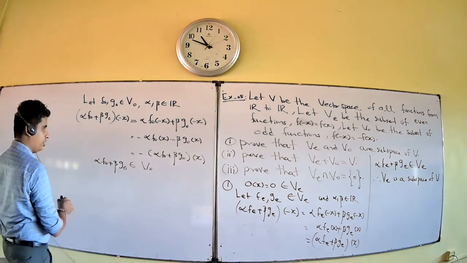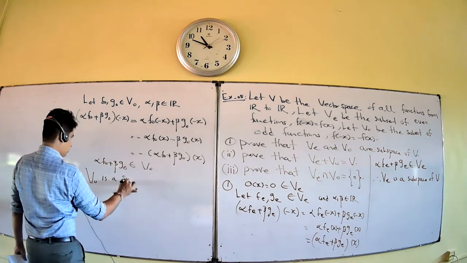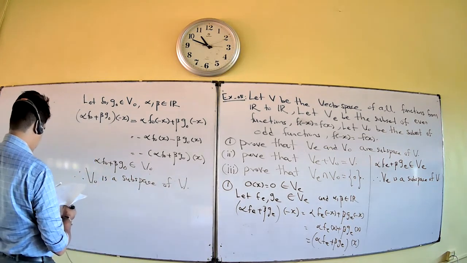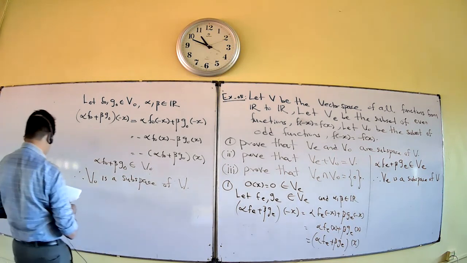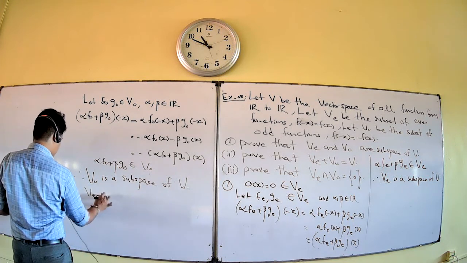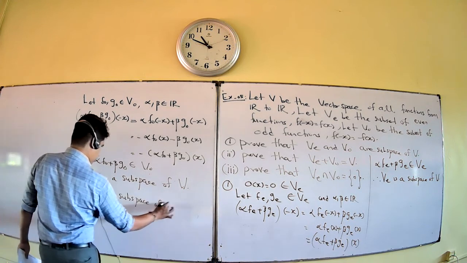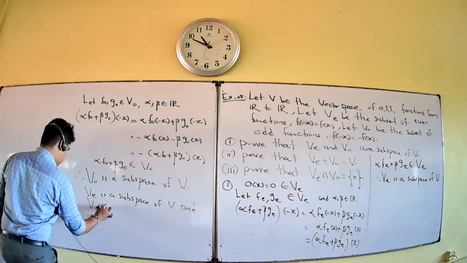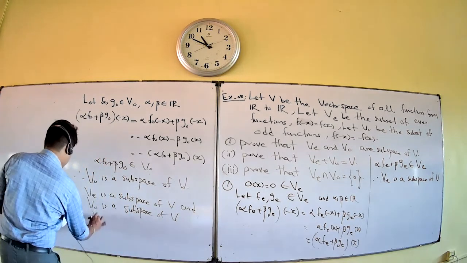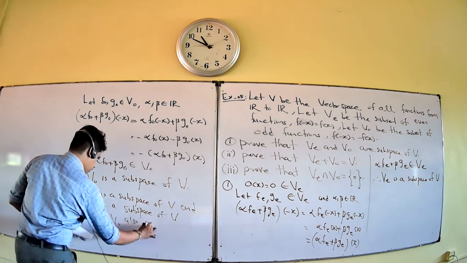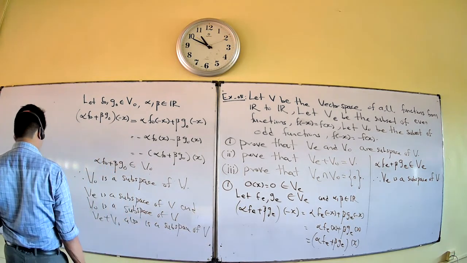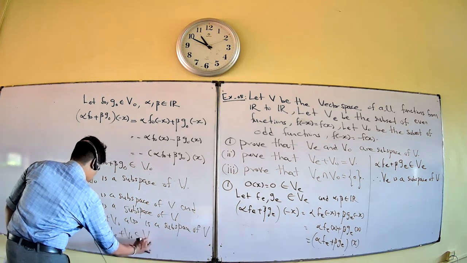Therefore, V_0 is a subspace of V. V_E is a subspace of V and V_0 is also a subspace of V. For the next part, since V_E is a subspace of V and V_0 is a subspace of V, so V_E + V_0 also is a subspace of V. Therefore, V_E + V_0 is obviously a subset of V.